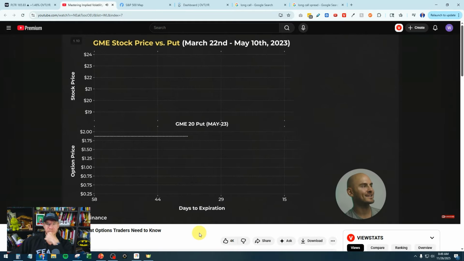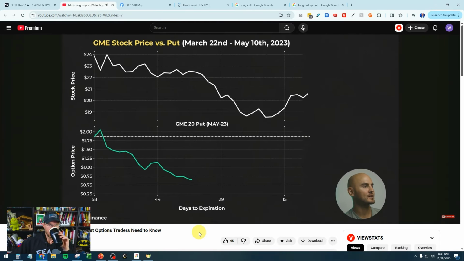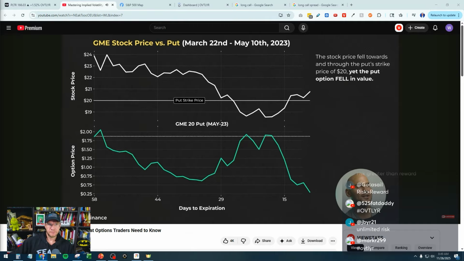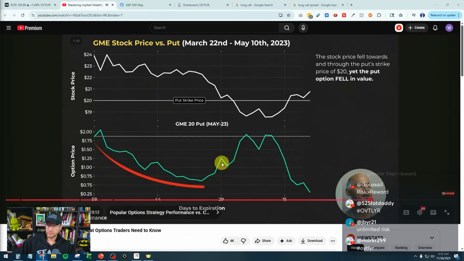Okay. So he's saying that when GameStop did its thing, or was at the very peak, you were the smart guy who bought the puts at the very peak. As we can see here, if we're looking at the GME stock price versus the put option that has a 20 strike price expiring in May 2023, we can see that even though the stock price fell towards and through the put strike price of $20, the put option still fell in value.